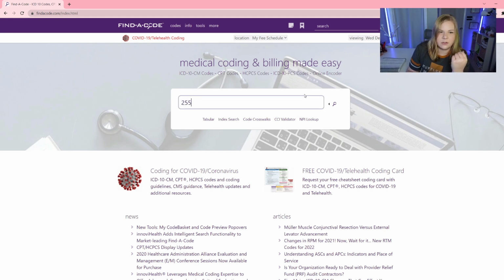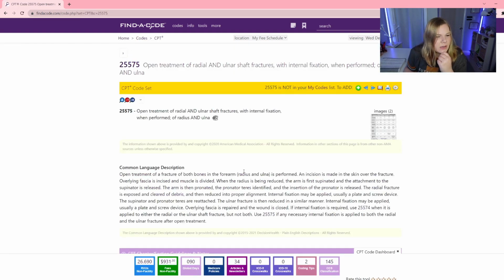So let's take a look at this 25575. And this is what I love about Find a Code. Here's my common language description right here. When I verify this and read it over, this is what was done in that operative report we just looked at. It does mention that it is exposed and clear of debris. So essentially a debridement, they're removing debris. So truly, I think that debridement code would be inclusive of that procedure. Our debridement of a fracture is 11010.